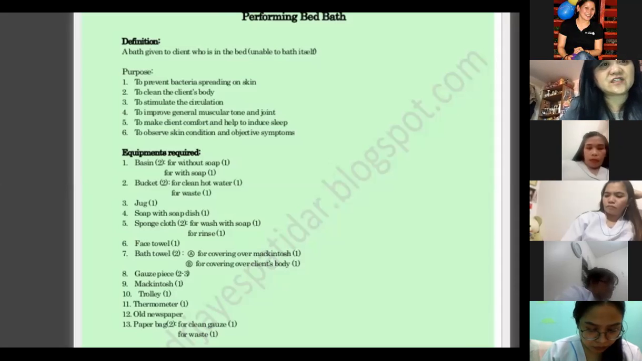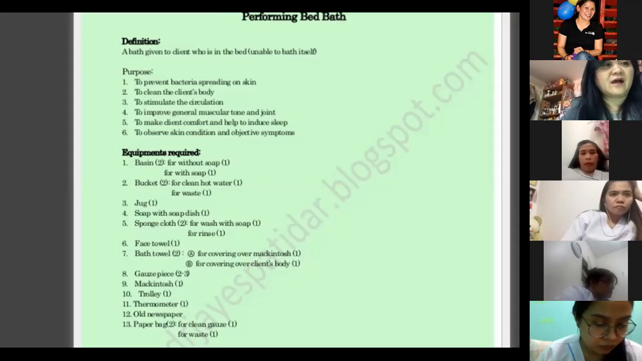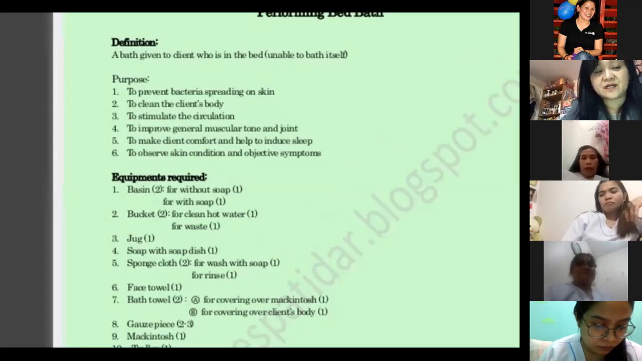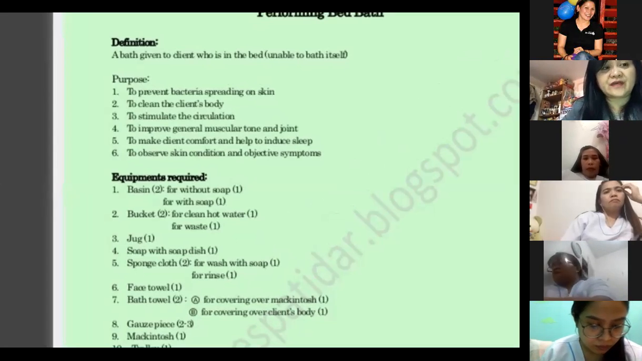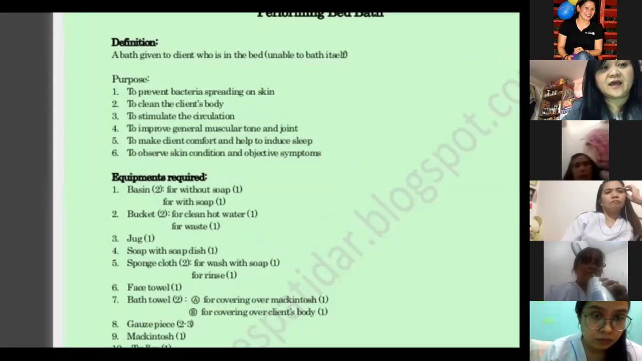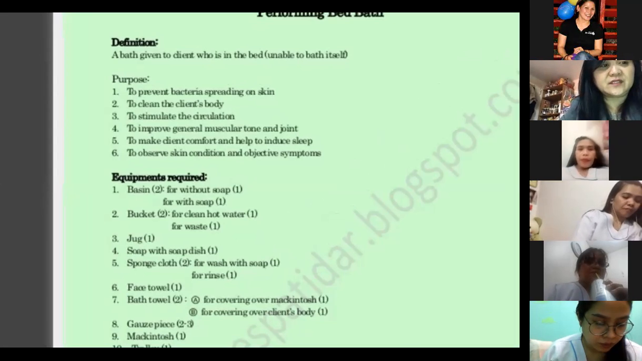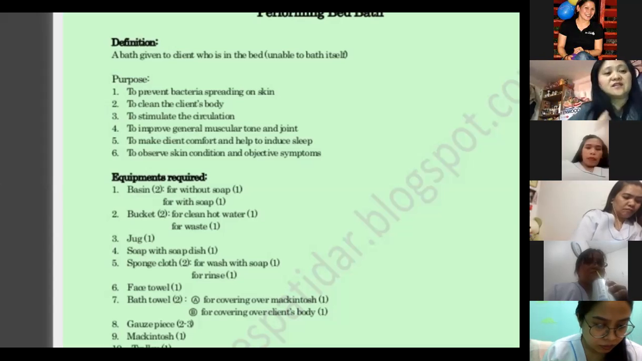The definition is performing a bed bath. A bed bath is for a patient who is in bed and unable to take a bath by themselves. The purpose of this is to prevent the spread of bacteria on the skin, to clean the body of the patient, to stimulate circulation, to improve general muscular and joint tone, to make the client comfortable and help induce sleep, and to observe skin condition and objective symptoms.